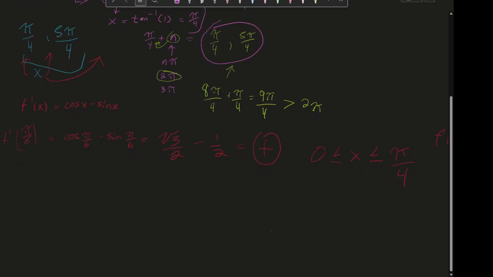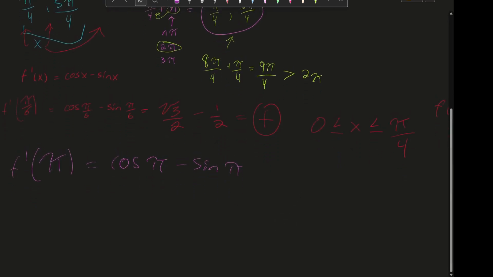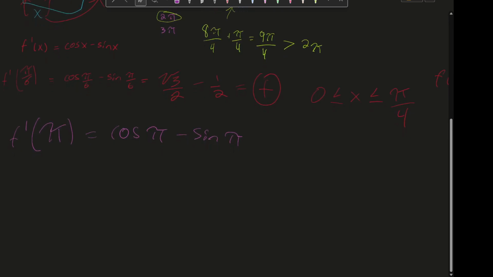So we'll go ahead and pick something nice. We'll pick pi. It's a good value. So the derivative with x equal to pi equals just cosine of pi minus sine of pi. You could look at the unit circle or throw it into your calculator, but I already know that pi is the point over here on the x and y axes.